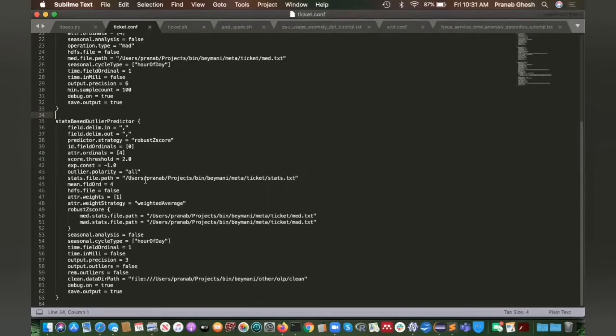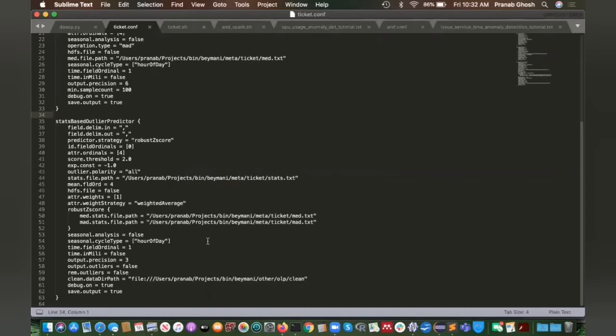See here, it's defining the two paths. So basically, this is the model for us. The outlier predictor needs access to the model, and that's basically our model, these two small files. Seasonality, we don't have any seasonality, so those things are all set to false.